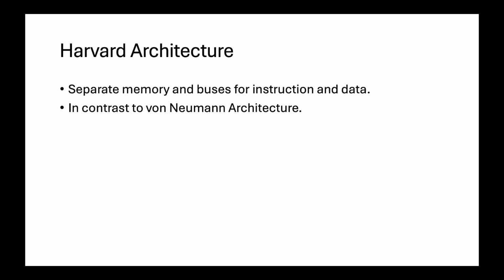So the concept of data memory and program memory being separate and their buses being separate is called Harvard architecture. This is in contrast to von Neumann architecture, where there's single memory, it's used for instructions and data, and there's a single bus.